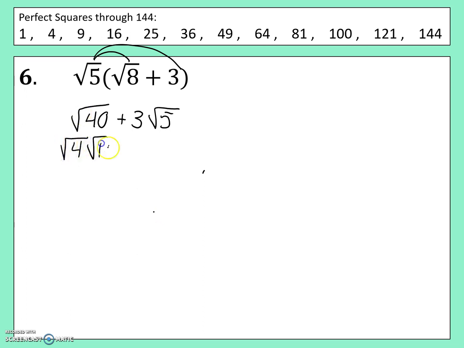Now we notice that we have to simplify the 40. 40 splits into 4 and 10. Square root of 4 is 2. We have 2 root 10 plus 3 root 5. And we are done. All right, the 10 and the 5 do not match. They can't be simplified. You can't combine these two terms here. All right, go ahead and try the next one.